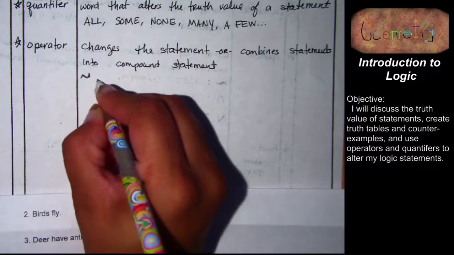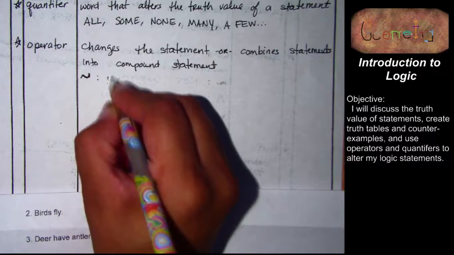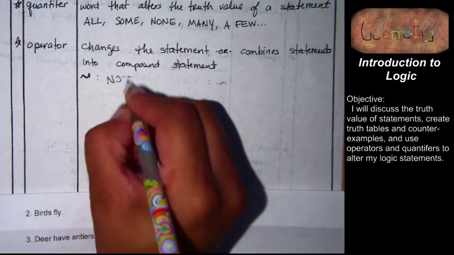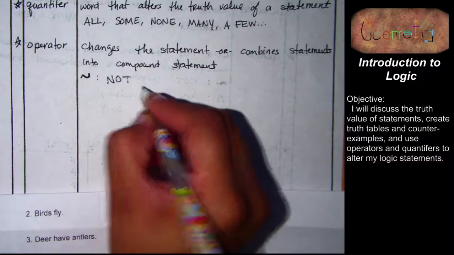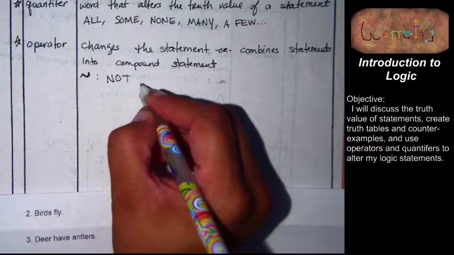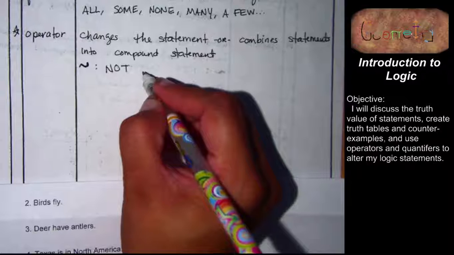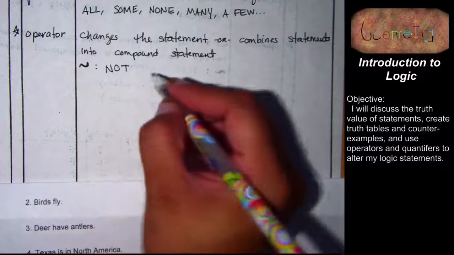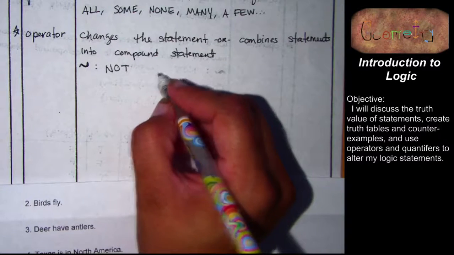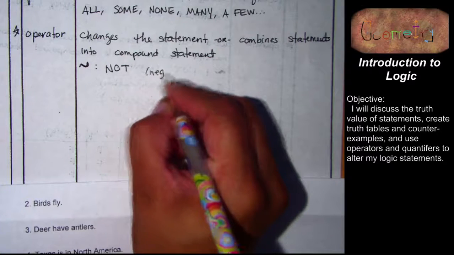The first one is the tilde. Tilde. How do you say it? Tilde. Okay, I'm saying it right. Done. Oh, thank God. We're going to use this symbol all by itself to mean not when we're talking about logic. It's also called a negation.